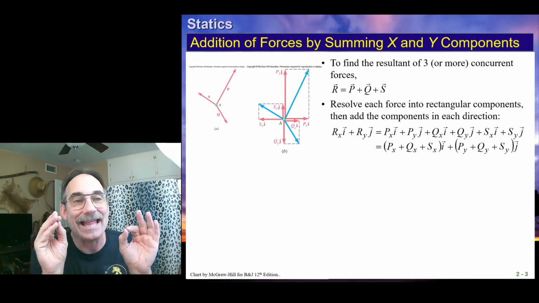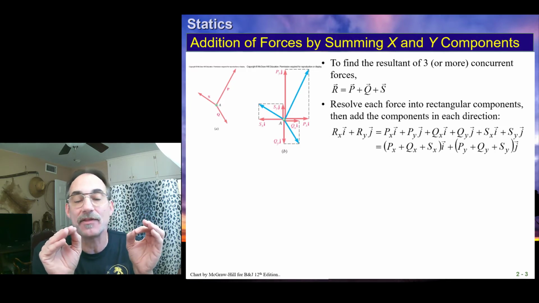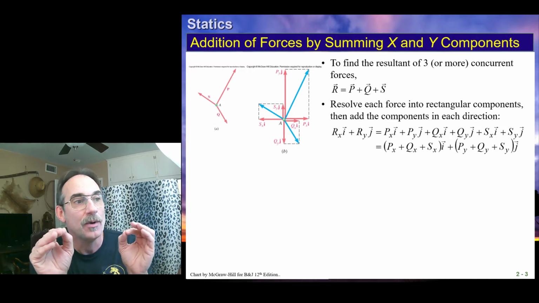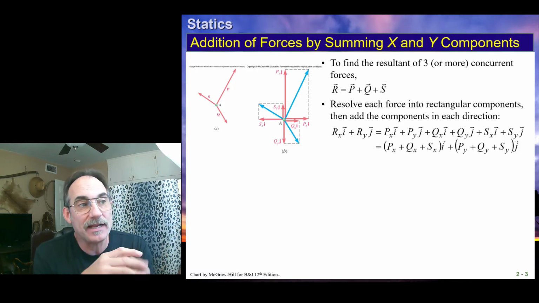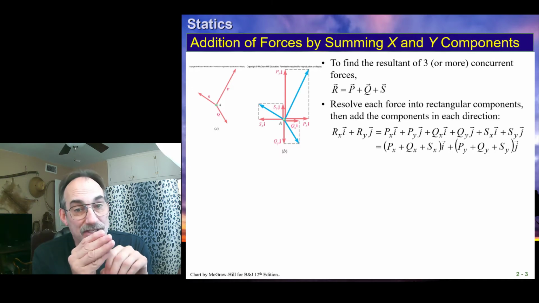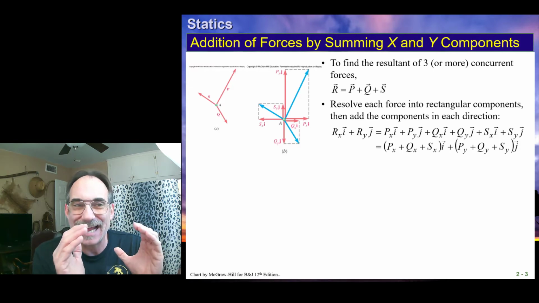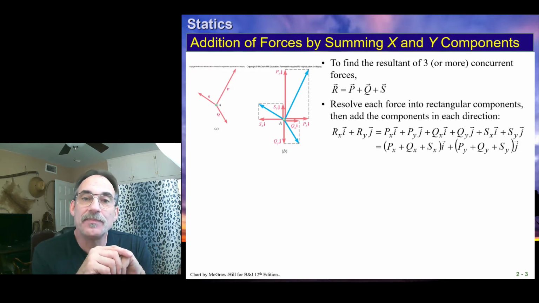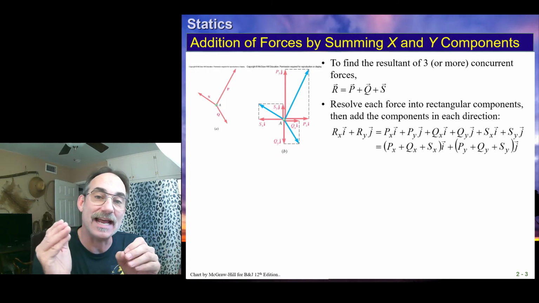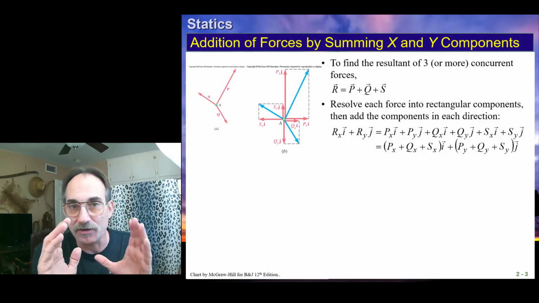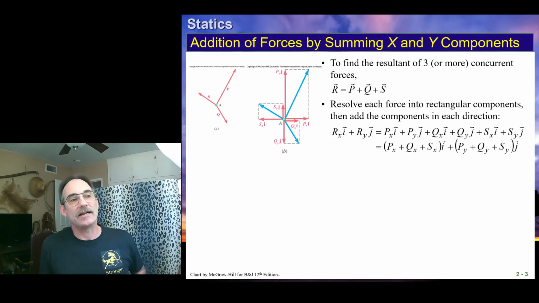When we then add them together, we can use regular addition as long as we only put together the components that are in the same direction, which means we take all scalars that are multiplied by an i and put them together. That means Px plus Qx plus Sx, that summation of scalars in the i direction. And then we collect all the terms in the y direction, Py, Qy, and Sy, all times the unit vector in the j direction. And this completely defines the vector.